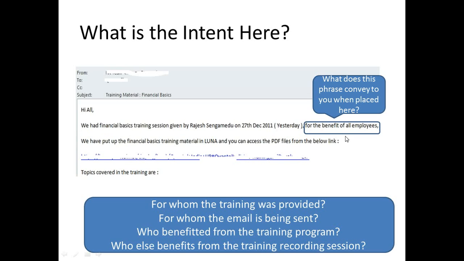Whereas when you put it the other way, it means that we conducted a training program for the benefit of all employees, but we did not invite all of you. It's a wrong way of communicating. So please be careful about what you want to write. Your intention should be clear, your purpose should be clear.